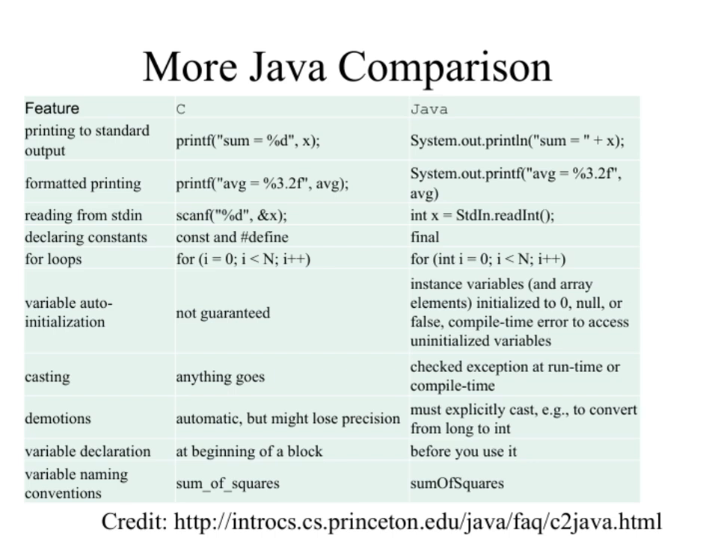Finally, naming conventions differ. C often uses underscores, like sum_of_squares, while Java prefers camel case, such as sumOfSquares, aligning with its style guidelines. Overall, these differences highlight Java's emphasis on safety, clarity, and modern programming practices compared to C.